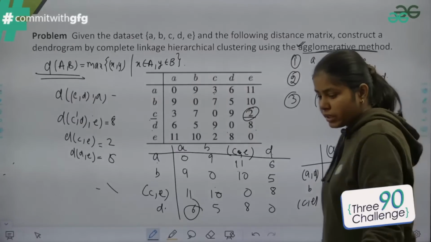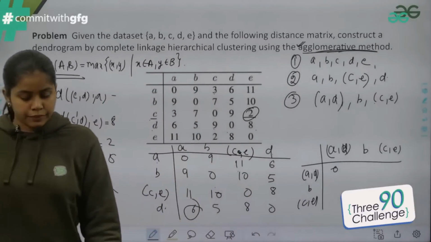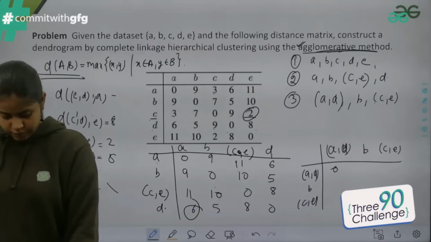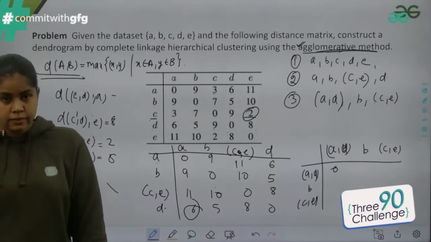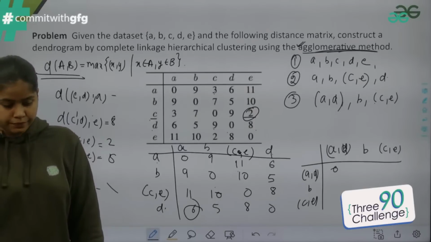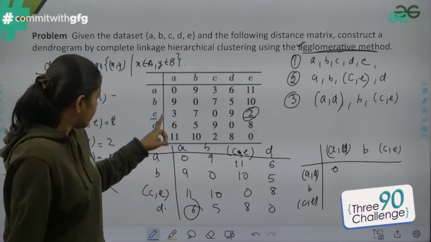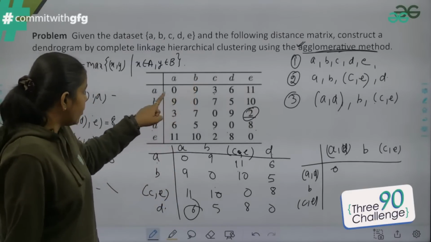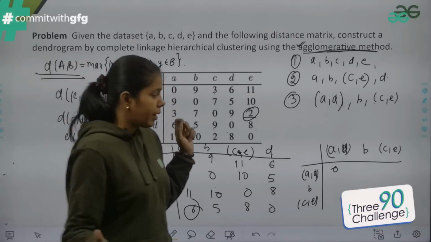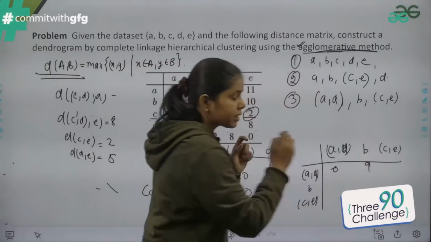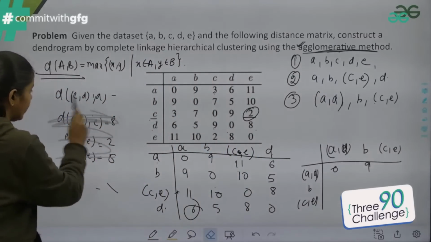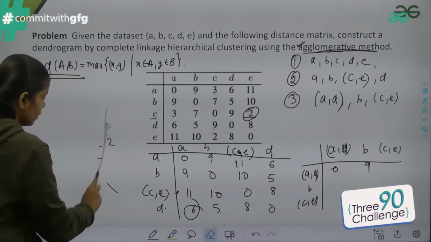Tell me guys, what would be the distance of B with A comma D? Distance of A comma D with B. So let's see. Distance of B with A comma D. Distance of B with A is 9 and distance of B with D is 5. I have to take the maximum distance, so it would be 9. Now distance of AD with BCE. How do I find out that?